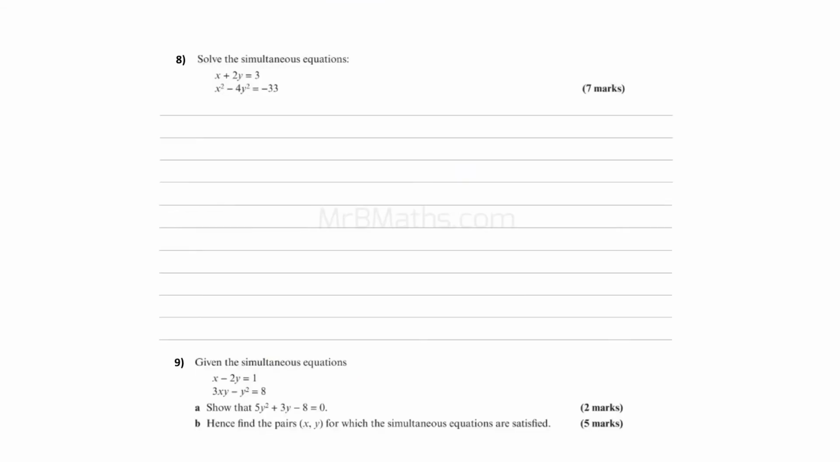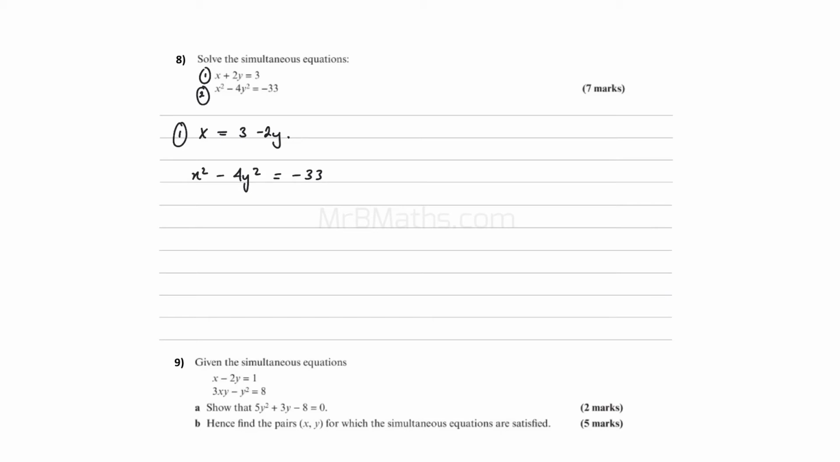Okay, question 8, solving these two simultaneous equations. So we've got equation 1 and equation 2. First thing I'm going to do is rearrange equation 1 for x. So that will make it x equals 3 minus 2y. I'm going to substitute 1 into 2, so here's my x squared minus 4y squared equals negative 33.